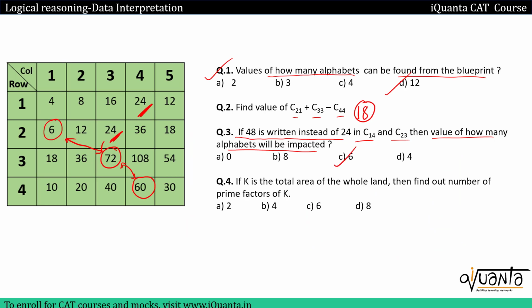I hope that was understood. Last question is, if K is the total area of the whole land, then find out the number of prime factors of K. So you just need to add all these values and then find out the prime factors. So if you add all these, you'll get a total of 608.